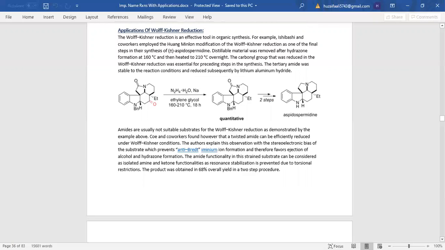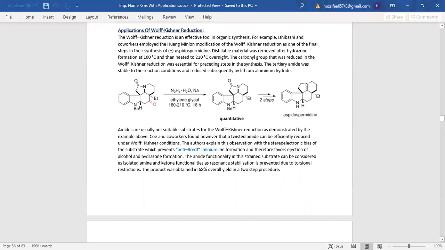The tertiary amide was stable to the reaction conditions and reduced subsequently by lithium aluminum hydride. Amides are usually not suitable substrates for the Wolff-Kishner reduction as demonstrated by the example above. Coe and co-workers found, however, that a twisted amide can be efficiently reduced under Wolff-Kishner conditions. The authors explain this observation with the stereoelectronic bias of the substrate, which prevents anti-Bredt iminium ion formation and therefore favors ejection of alcohol and hydrazone formation.